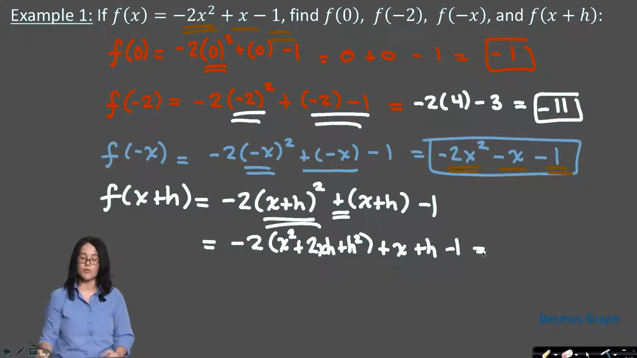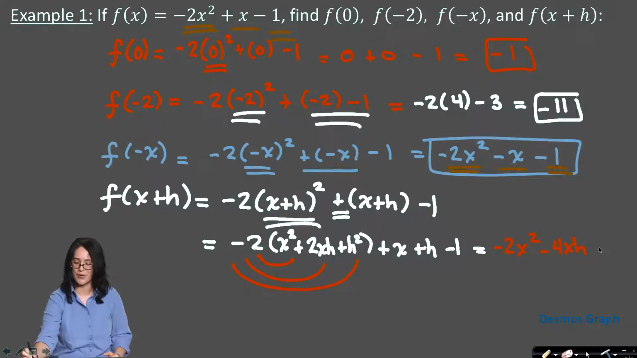Final answer, you would distribute and combine like terms. And let's see what you got. Negative 2 gets distributed, so you get negative 2x squared. That's the only term like it. Negative 2 times 2xh is negative 4xh. Negative 2 times h squared is negative 2h squared. I'm running out of space, so I'll circle down here. Plus each of these 3 terms, so plus x, plus h, and minus 1.